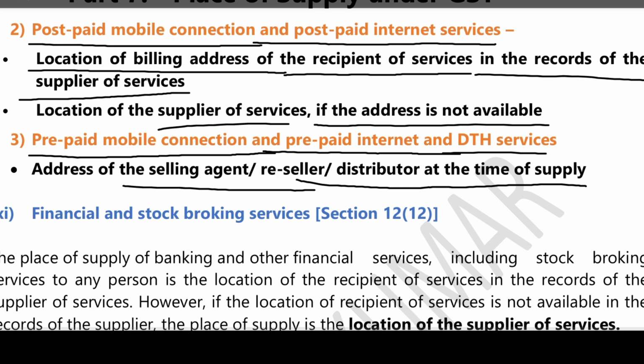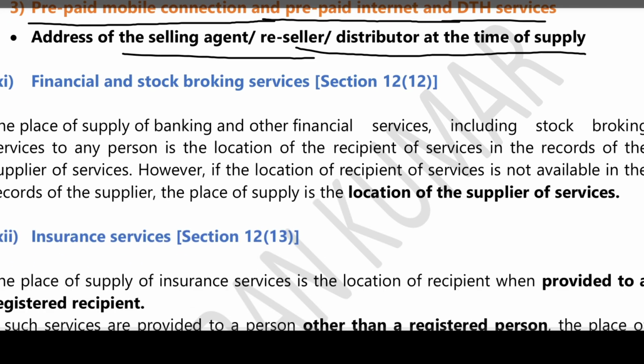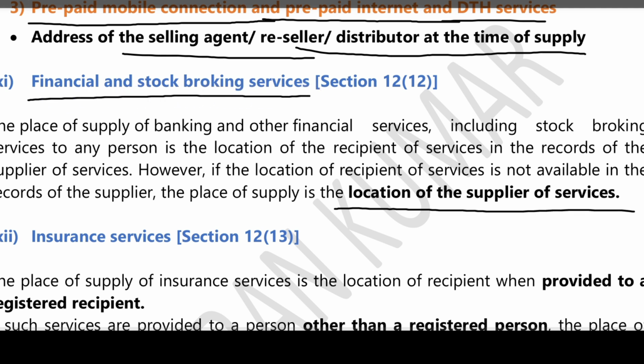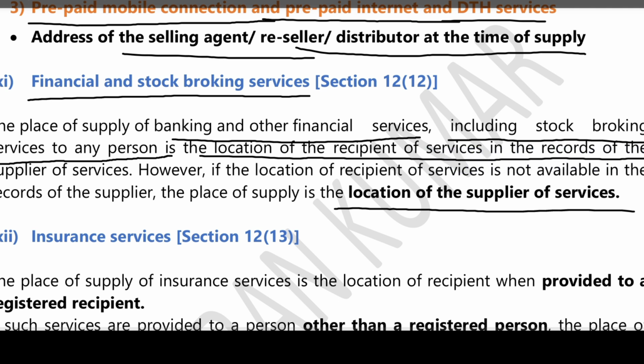And in case of financial and stock brokering services, the place of supply of banking and other financial services including stock brokering services to any person is the location of the recipient of services in the records of the supplier of service. And if the location of the recipient is not available, then in such cases obviously the location of the supplier of services will be the place of supply.